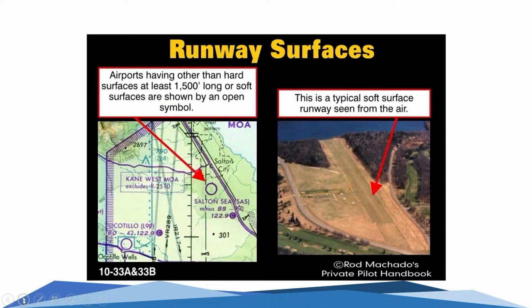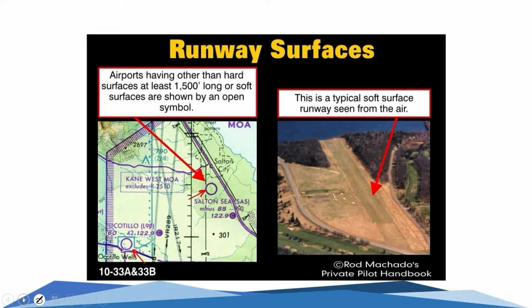If you have a circle with nothing in it, like the Salton Sea here, this means that there's other than hard surface at least 1,500 feet long, or it could be a soft surface. So in this example, that is your airport. Because it's not actually filled in, there's also another one down here that's going to tell you that it's something that's not paved. So there's a resource that we could actually go into. It's called the Chart Supplement. It's a green book. We'll talk more about that next week. That will actually tell us what type of surface it is. Is this gravel? Is this paved? What is this?